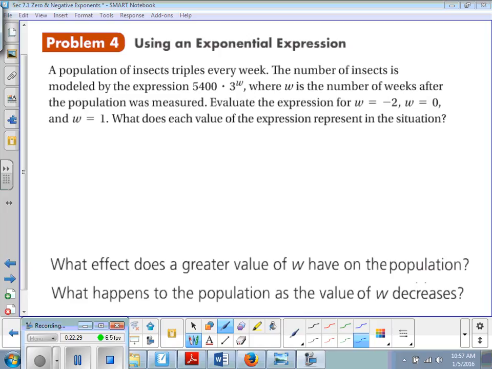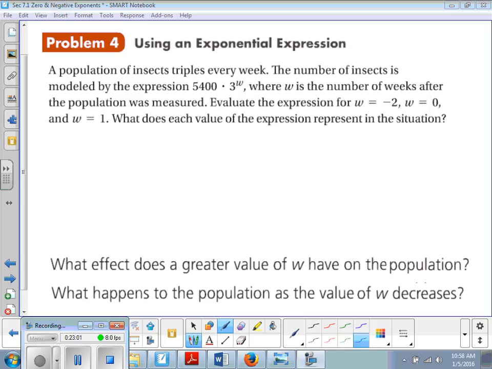Problem 4 is using an exponential expression. You should write down the problem. A population of insects triples every week. The number of insects is modeled by the expression 5,400 times 3 to the W, where W is the number of weeks after the population was measured. Evaluate the expression for W is equal to negative 2, W is equal to 0, and W is equal to 1.